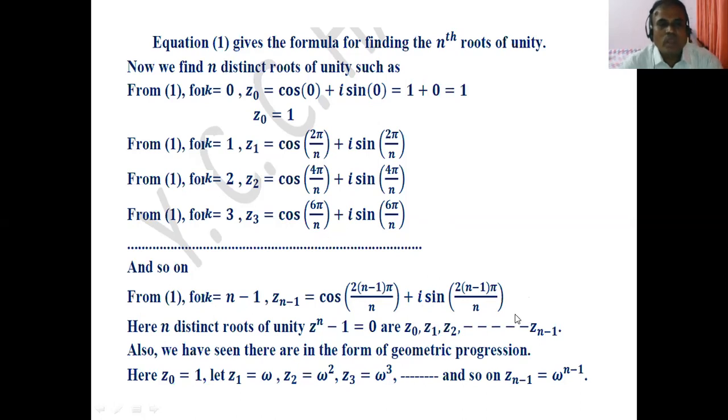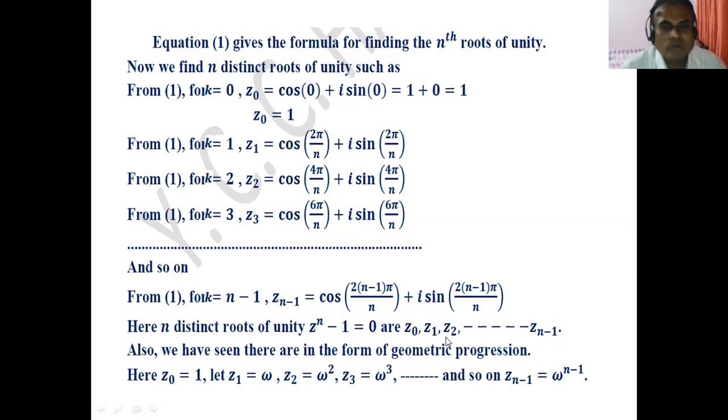Hence, the n distinct roots of unity, z^n minus 1 equal to 0, are the first root z0, then z1, z2, up to z_{n-1}. So these are the n roots, and this is their value. Now, we have also seen that they are in the form of a geometric progression. So these roots are in the form of a geometric progression. We will show this.